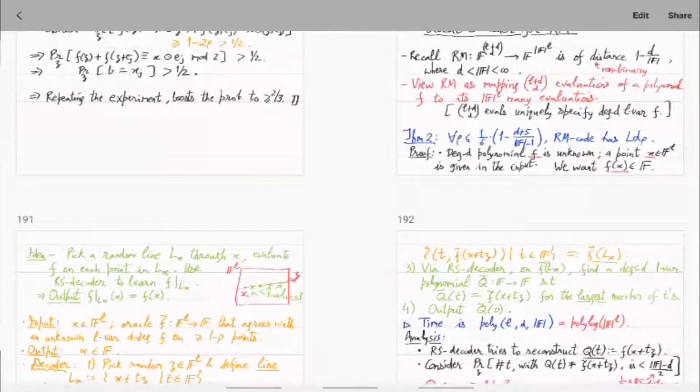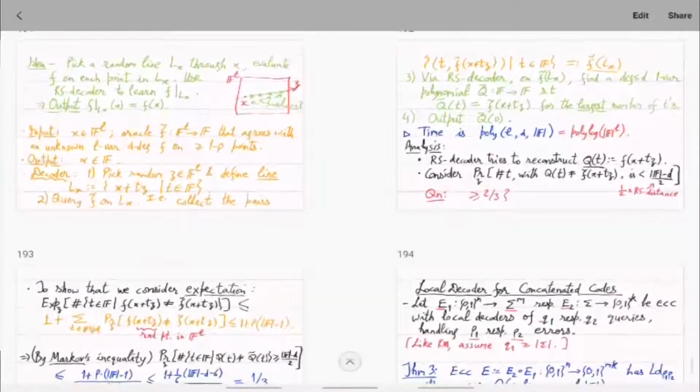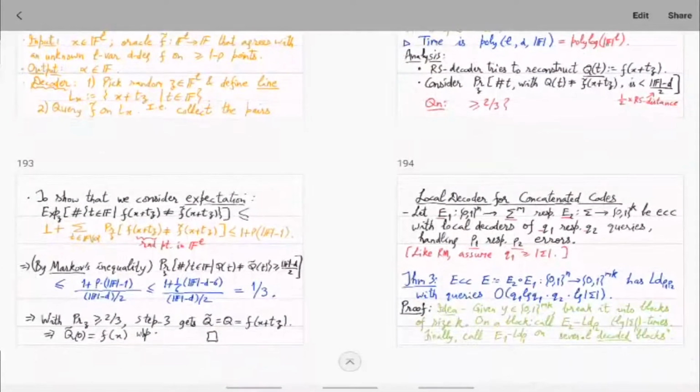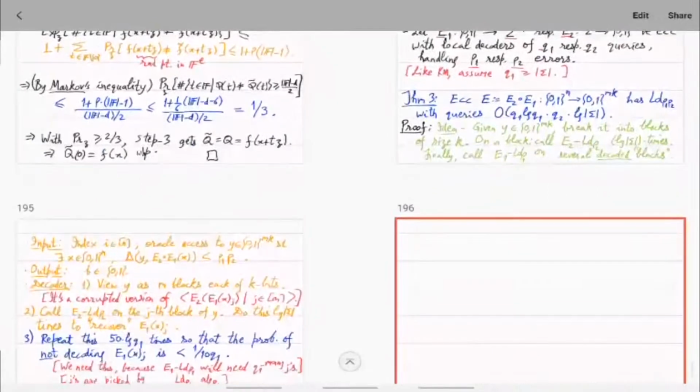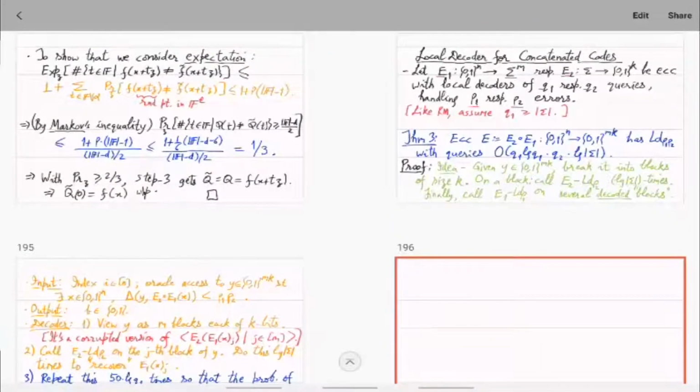So to compute its value at a given point, we actually draw a random line through this point x, and then on the line we do Reed-Solomon decoding. Okay. Number of queries needed was size of the field. Now once we have local decoding for Walsh-Hadamard, Reed-Muller, we can also do it for concatenation by an idea that you have seen before. So we just wanted to analyze this carefully.